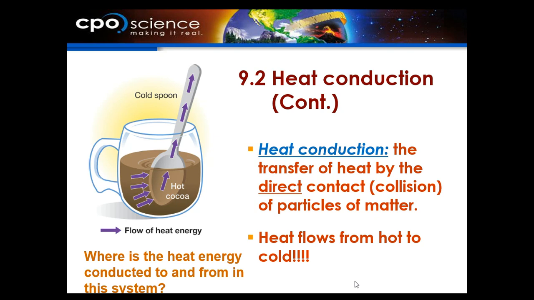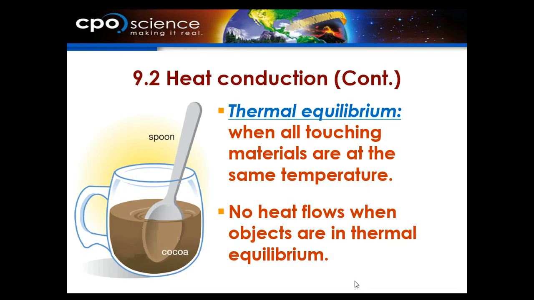So same thing, we want the energy to be as low as it can be, so that heat that the hot cocoa has will transfer to the spoon that has less energy, right? And then that energy will work its way up the spoon until eventually those temperatures are the same. That is when we get to thermal equilibrium. When all touching materials are at the same temperature, no heat flows when objects are in thermal equilibrium.